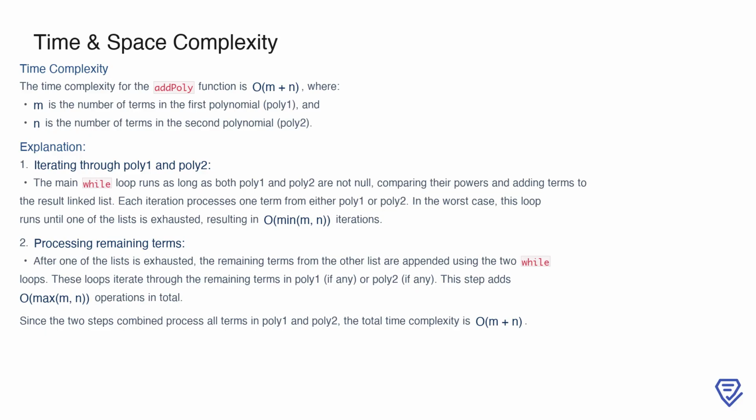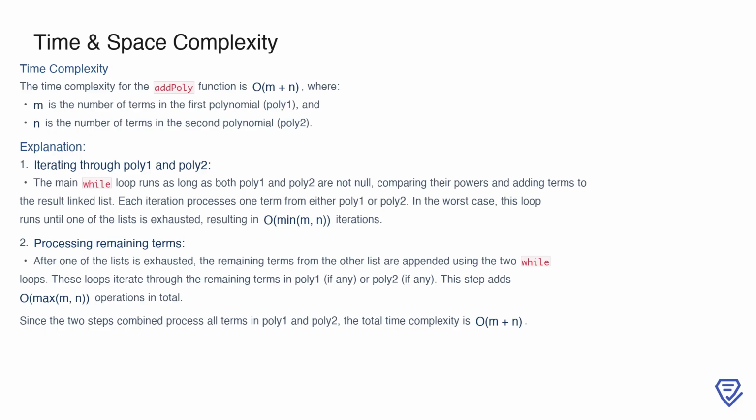First, the main while loop compares the powers of the terms in poly 1 and poly 2. For every iteration, one term from either poly 1 or poly 2 is processed and added to the result linked list. This continues until one of the lists is exhausted, which takes O(min(m, n)) steps. After that, the remaining terms from the non-empty list are appended to the result using additional while loops. These loops process the remaining terms in O(max(m, n)) time.